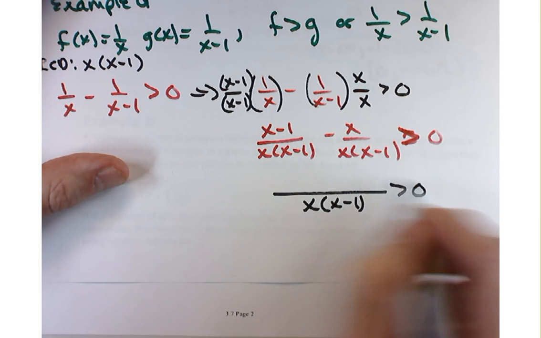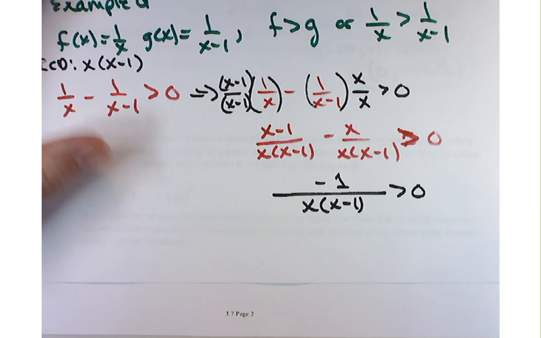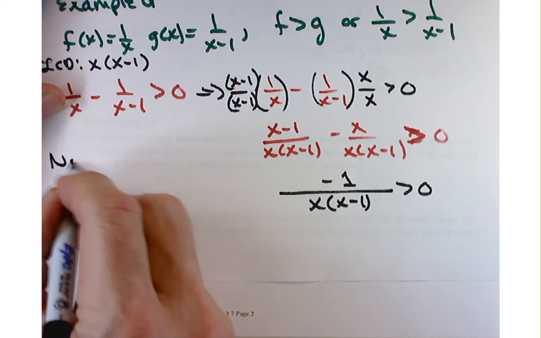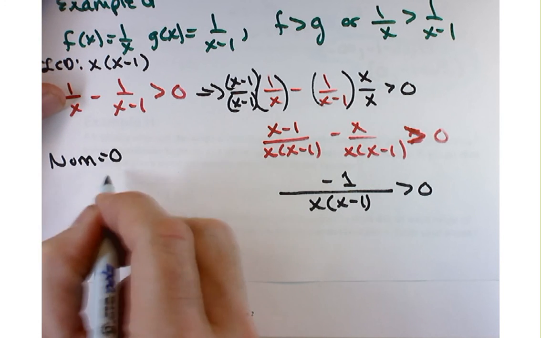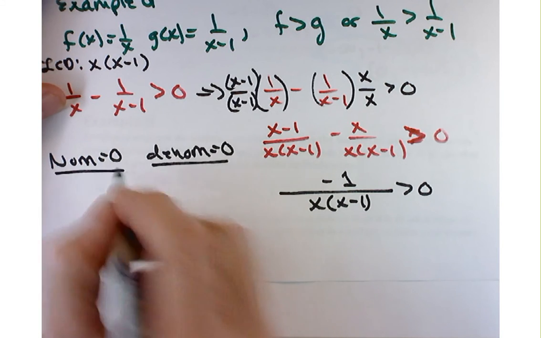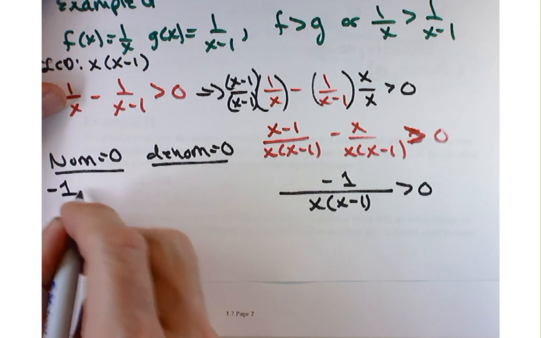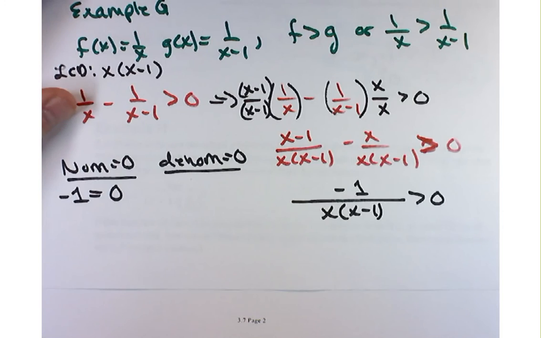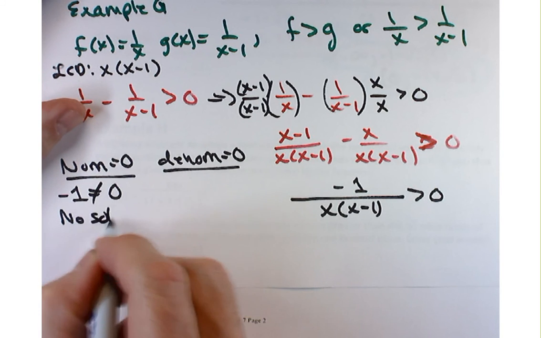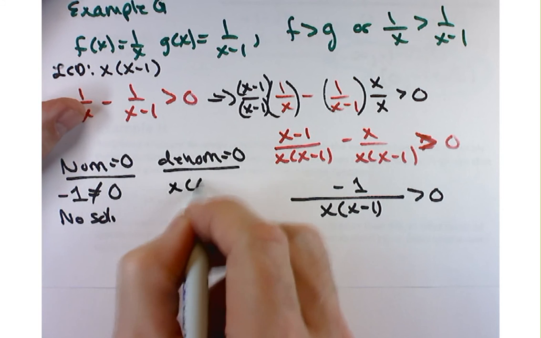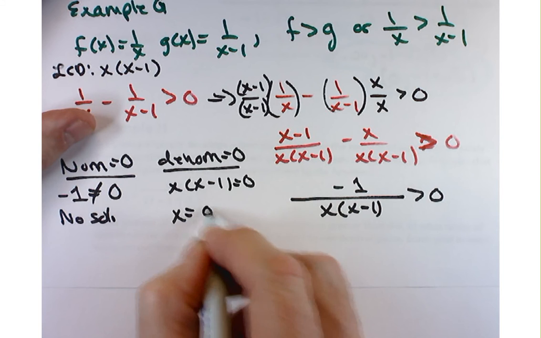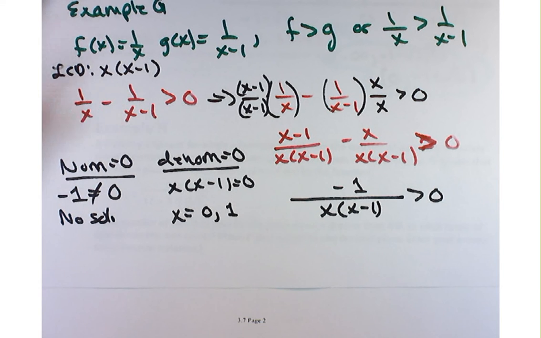-1. -1. Yay. So let's find out where the numerator equals 0. Does -1 equal 0? No. Nope. No solution. How about x times x minus 1 equals 0? That one's got a couple solutions. Yep, 0 and 1.